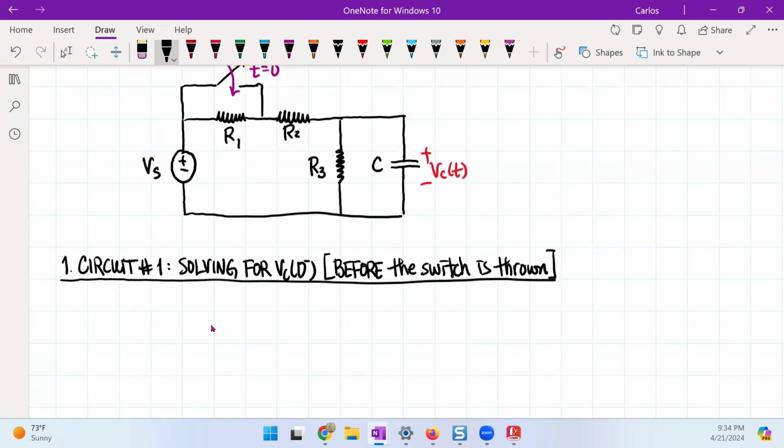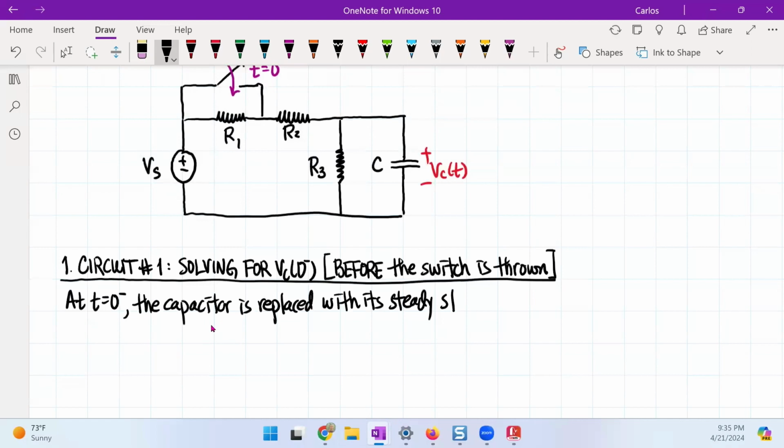So let's do that. At t equal to 0 minus, the capacitor is replaced with its steady state equivalent, and we solve for VC of 0 minus.